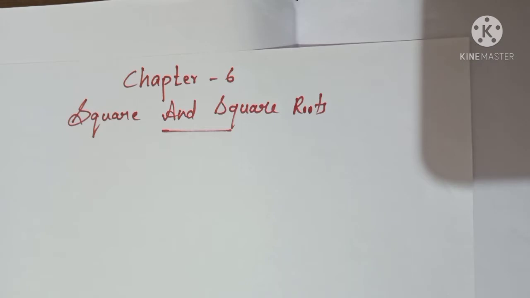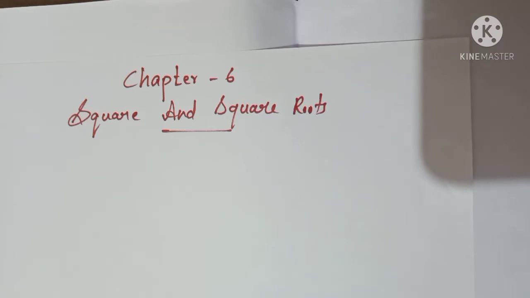So we are continuing with our chapter 6, right? This is the last topic of chapter 6. In the previous class, what have we learned? We have learned about finding the square root by using the long division method, right? Here we are finding the square root for decimal numbers. Here also we will be doing division, but for decimal numbers.